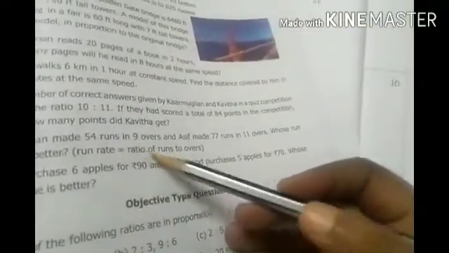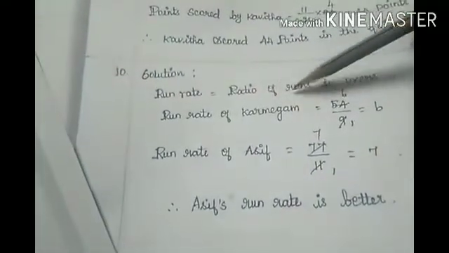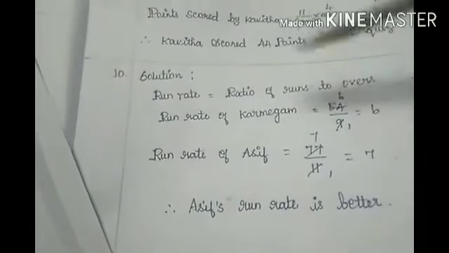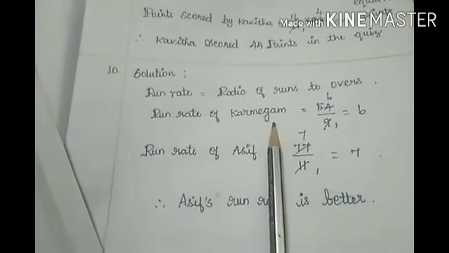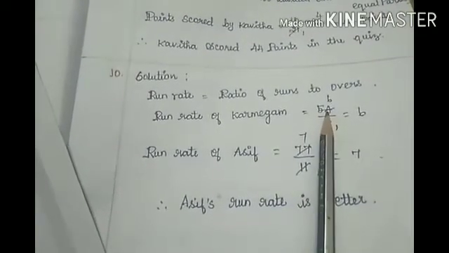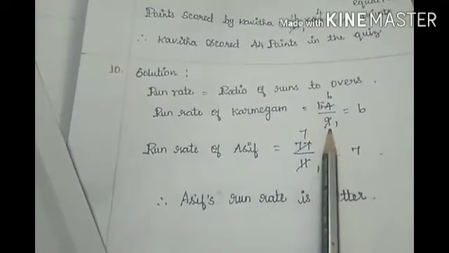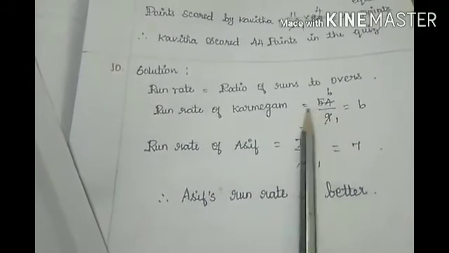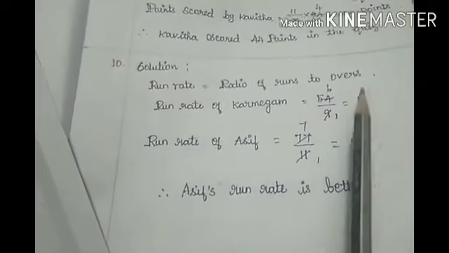Okay, here itself in the question they have given run rate equal to ratio of the runs to the overs. So run rate equal to ratio of runs to overs. Okay, first, Karmegam's run rate is how much? 54 runs by 9 overs. So 9 ones are 9, 9 sixes are 54. So Karmegam's run rate is 6.